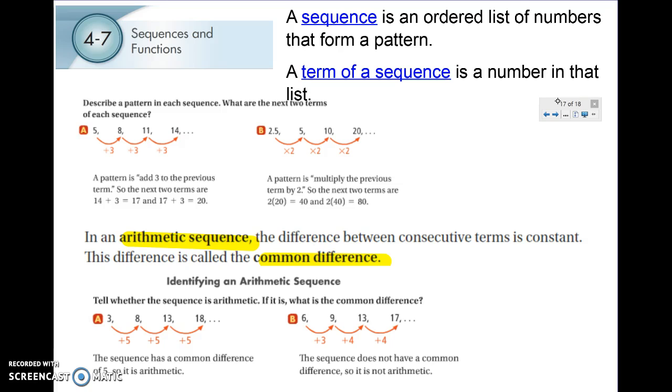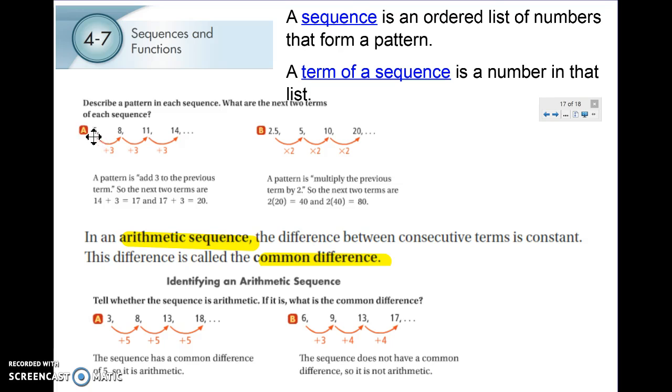So a sequence is an ordered list of numbers that form a pattern, and a term in a sequence is one of the numbers in that list of numbers. So if you look at this first one, A, it shows you a sequence, 5, 8, 11, 14, and one of the terms would be 5, another term would be 8, another term would be 11. Each individual number is called a term.